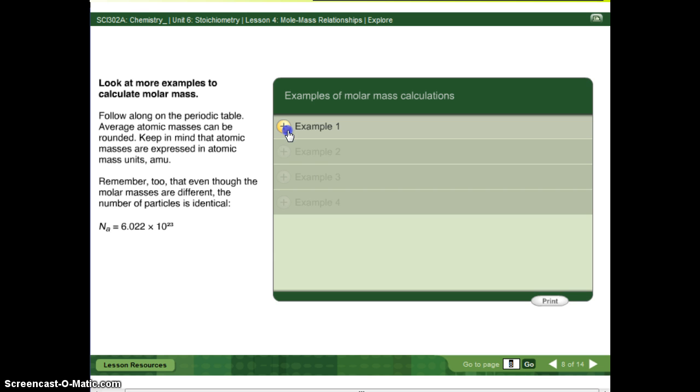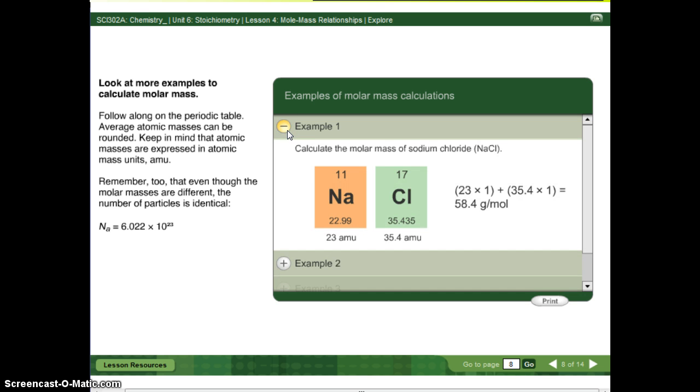All right, example 1. Calculate the molar mass of sodium chloride. So you look up sodium, how much is it? It is 23. And then you look up chlorine.